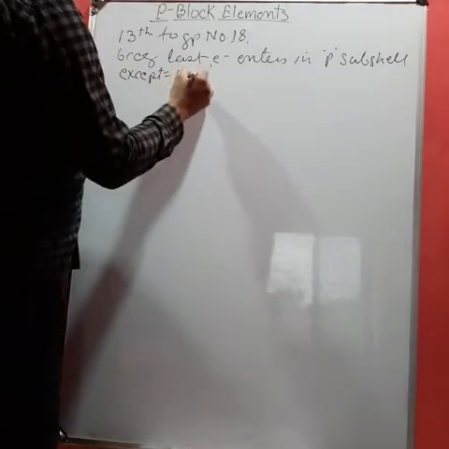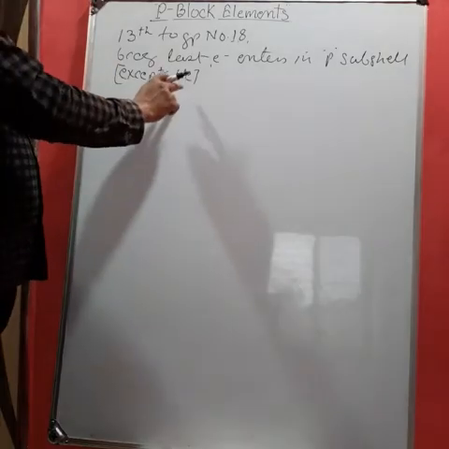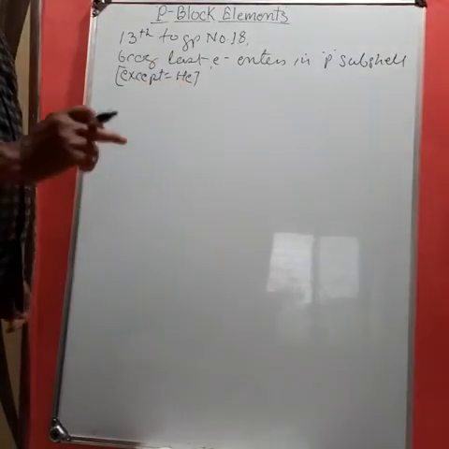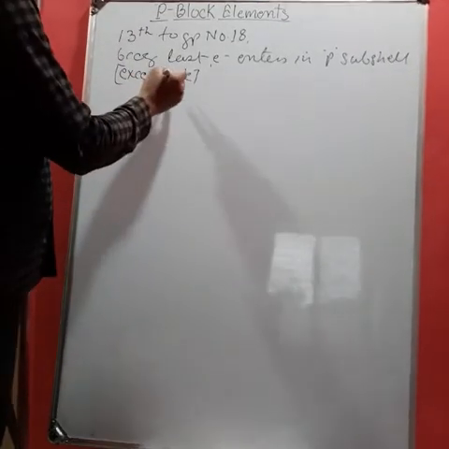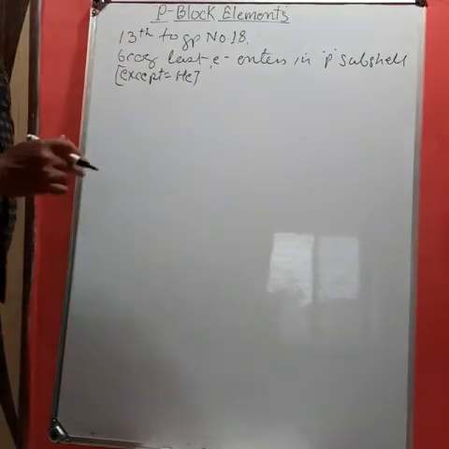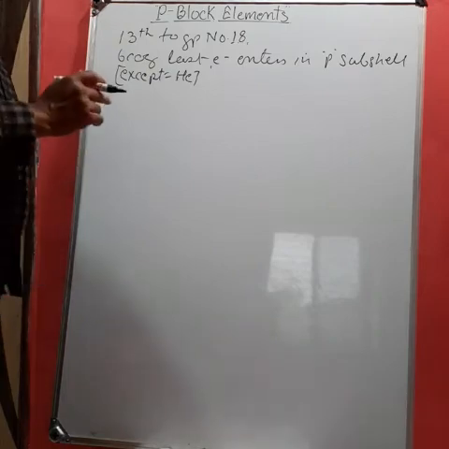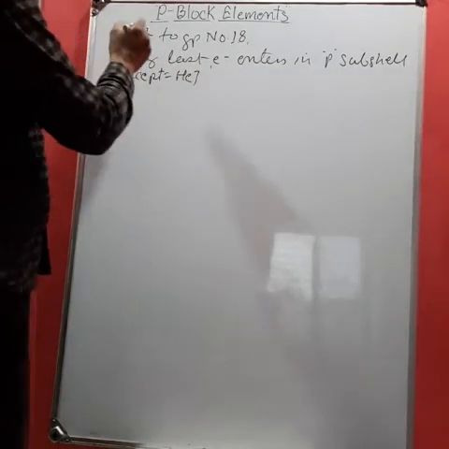Except what? Helium. That is the 18th group element. In this element, its configuration is 1s2. That is, the last electron enters the S subshell. However, it is placed with the P block elements. This is due to the Bohr model and quantum mechanics.